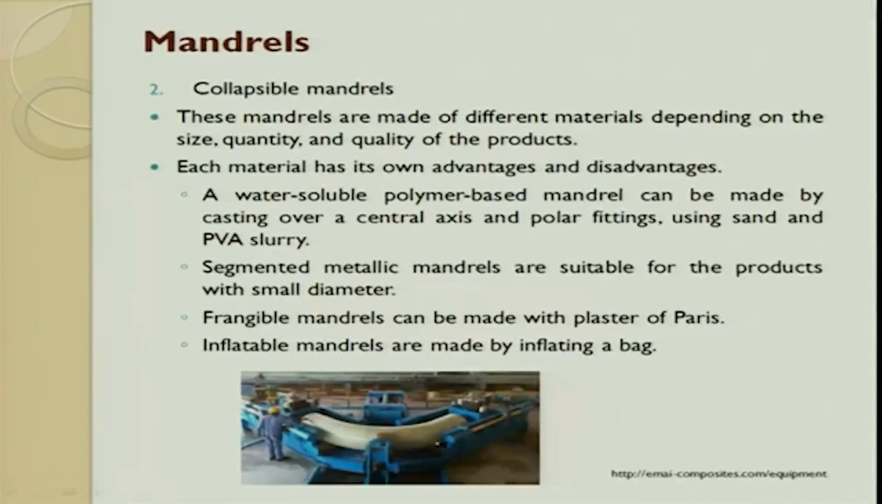So, you can also be here. Collapsible mandrels play a very important role. These mandrels are made of different materials depending upon the size, quantity, quality of the product, that means to say reusability. So, each material has its own advantage and disadvantage. A water soluble polymer based mandrel can be used by casting over a central axis, using sand and PVA slurry, which can be done.